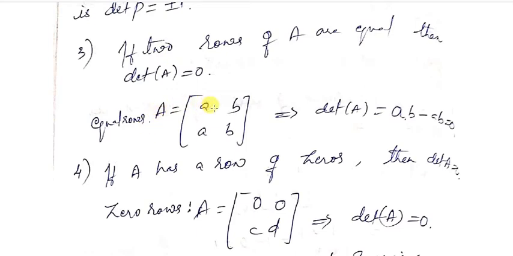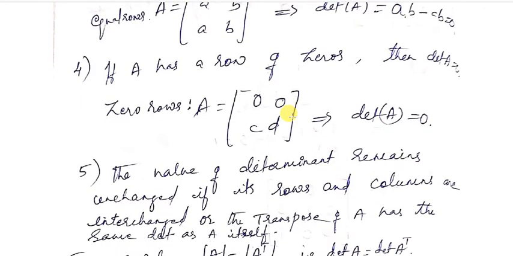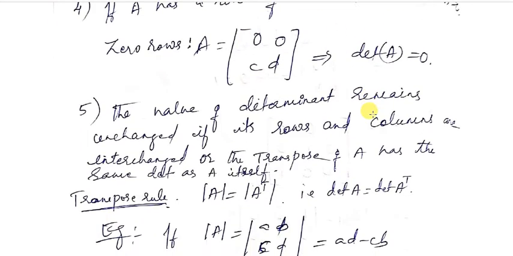Let A be a matrix [a, b; a, b], whose rows are equal. Without expanding, we can write the value as 0. After the expansion also, we get AB minus AB, which is 0. The next property is: if A has a row of zeros, the determinant is 0. This property is called zero rows. If we find any row of a matrix is completely 0, then without expansion we can write the value of the determinant as 0.